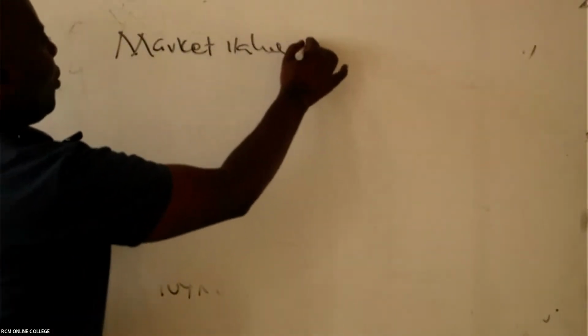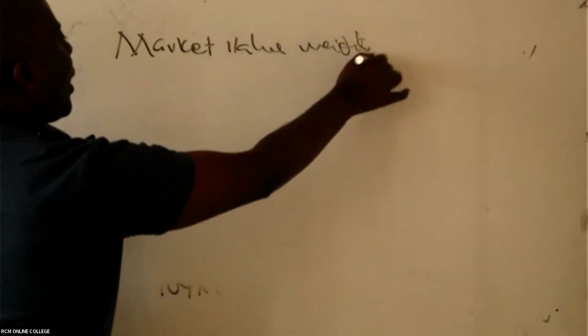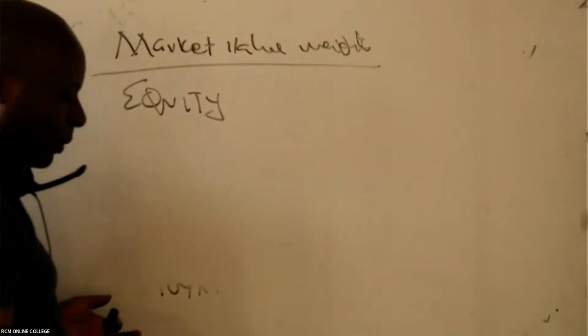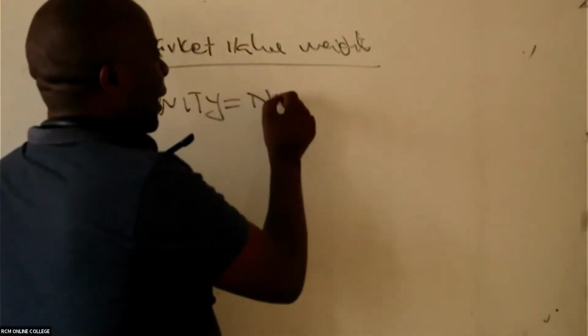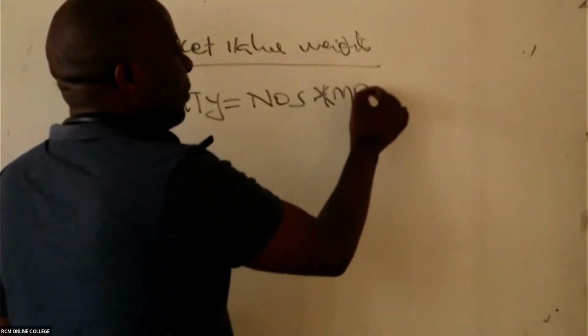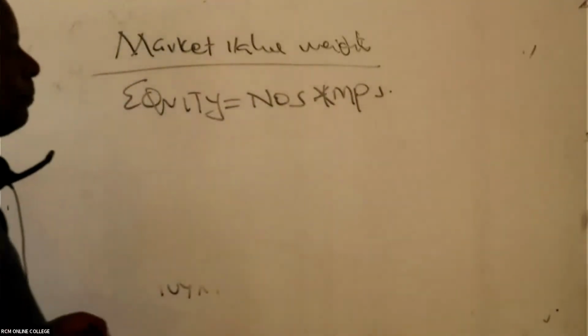So the market value weights, first of all, for equity, because we have today's value in that market, it's very easy. We take the number of ordinary shares, how many shares do we have, times the market price per share.